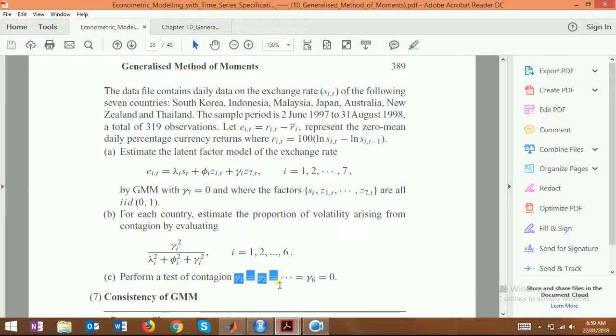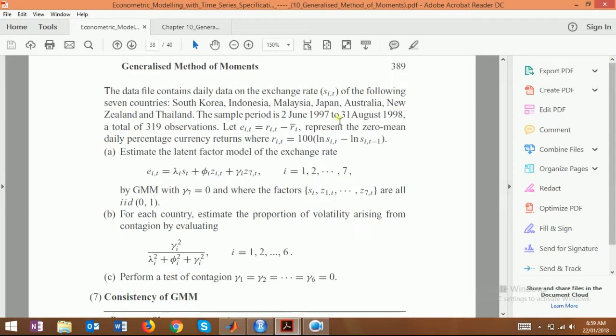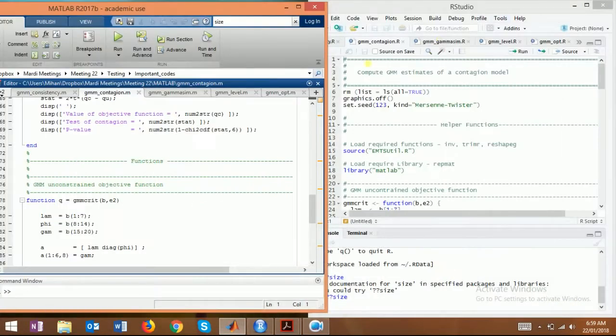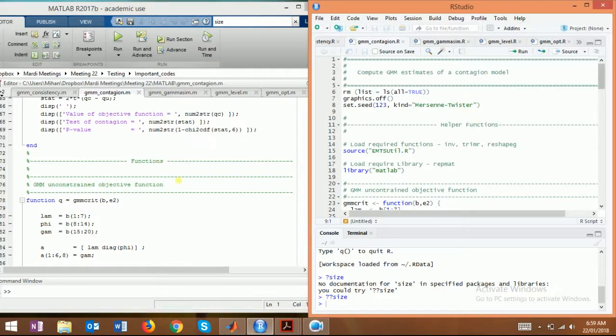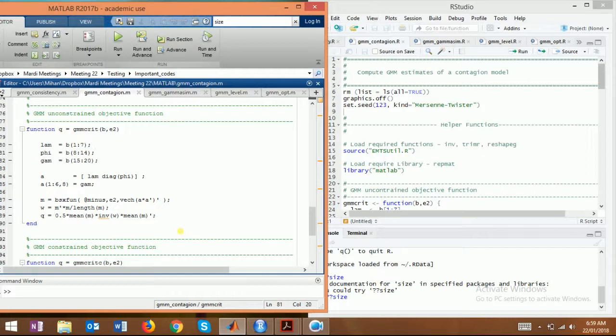So perform a test of contagion. Now we do hypothesis testing where the gammas are 0 or not, right? The factors are all ideal, zero mean, 1 variance. So let's see how this works with contagion, first unconstrained and then constrained.